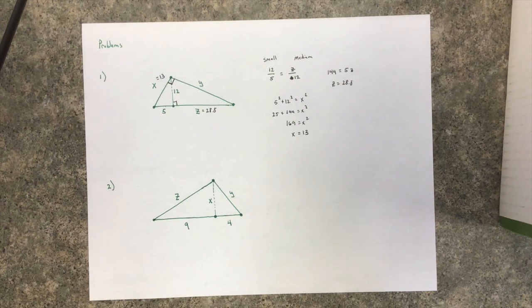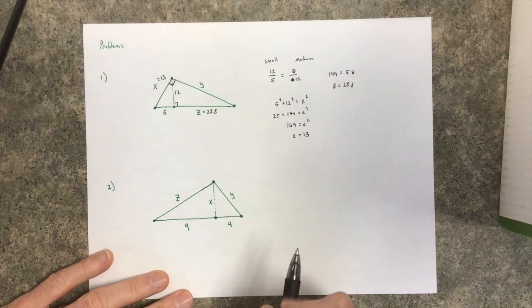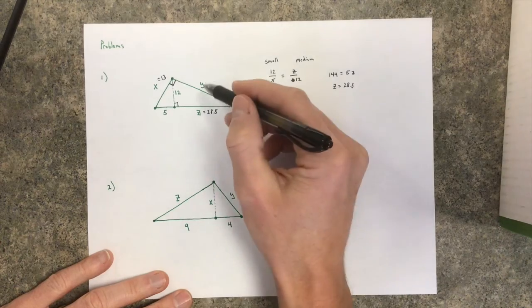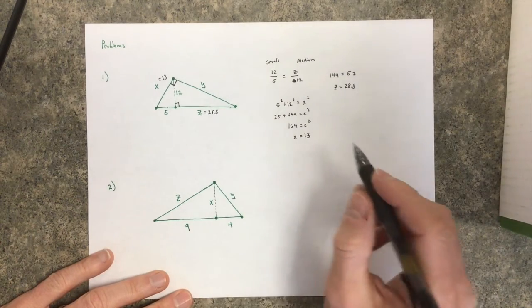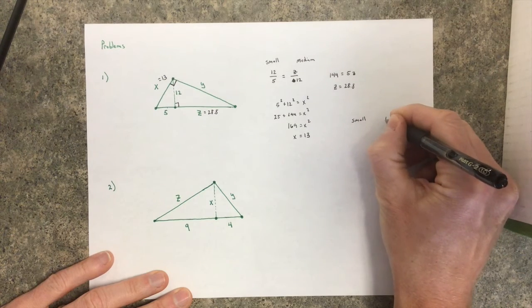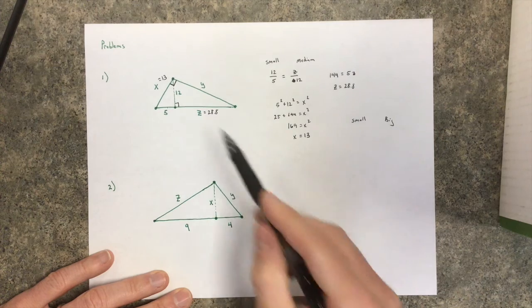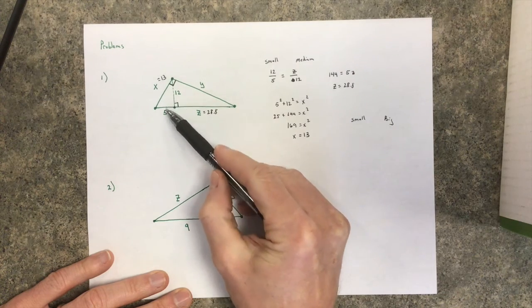Okay, let's do it different this time. Let's actually use proportions to solve for y, just for fun. Okay, let's look at the small, and then we'll look at the big. All right, let's check this out. Let's say 13 is to 5.